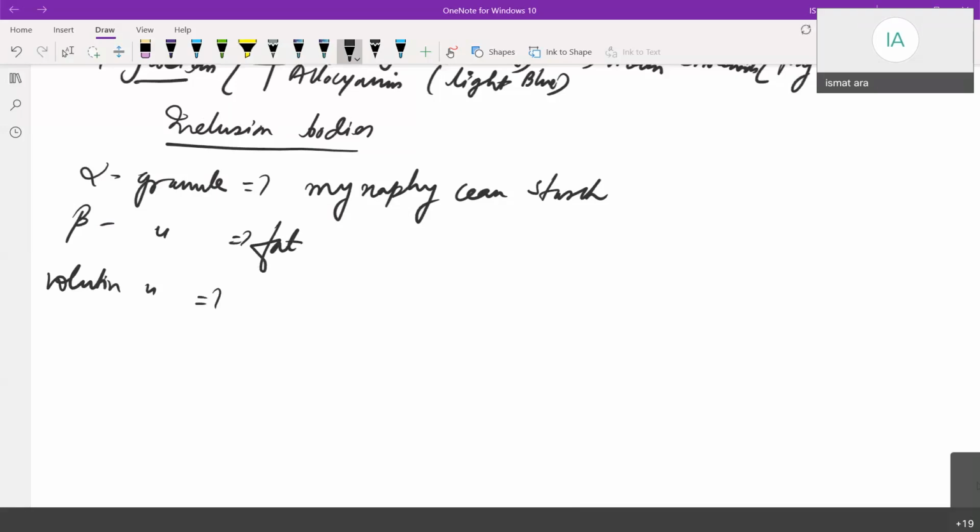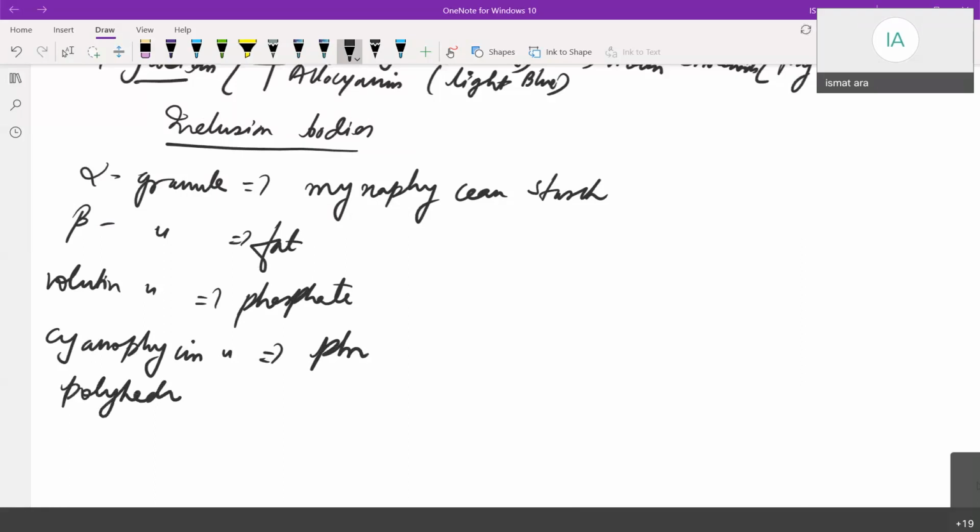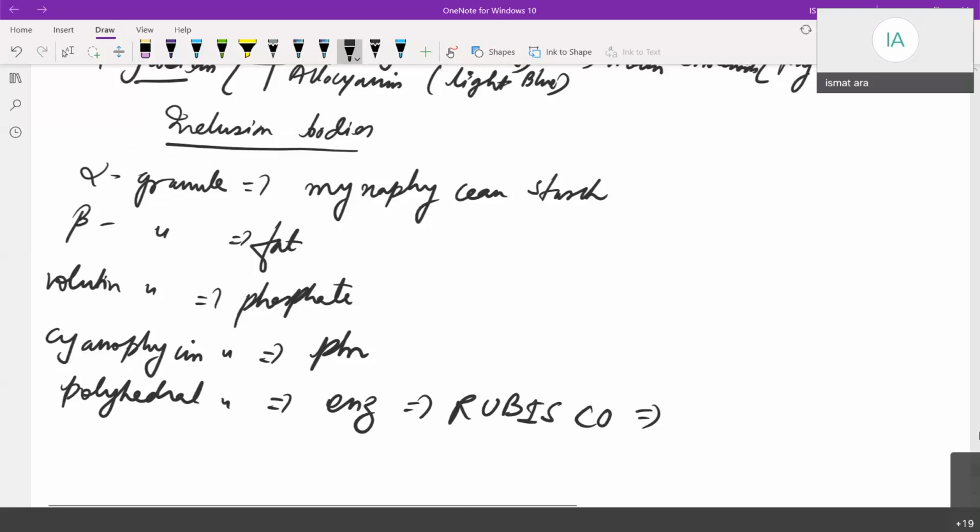Volutin granule, they store phosphate. Then cyanopycin granule, they store protein. Then polyhedral granule, they store enzyme. The name of the enzyme is Rubisco. This enzyme helps in carbon dioxide fixation. More about Rubisco we will read in the chapter photosynthesis. So these are the inclusion bodies of cyanobacteria.